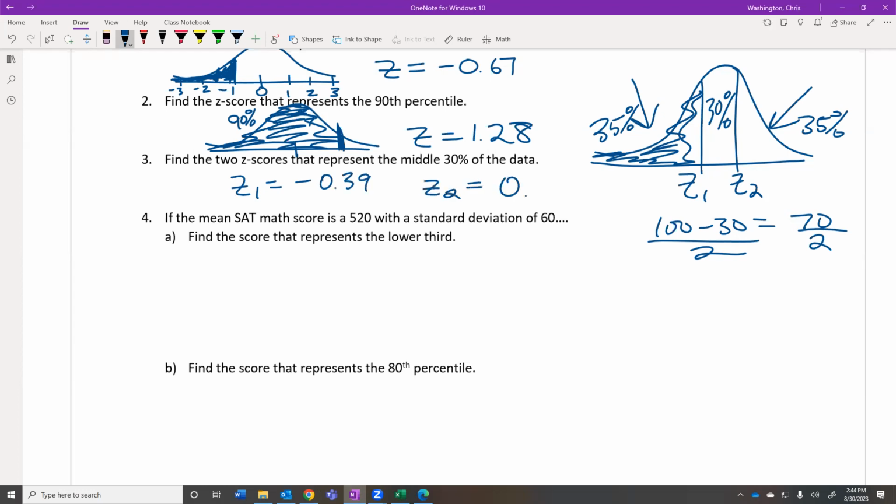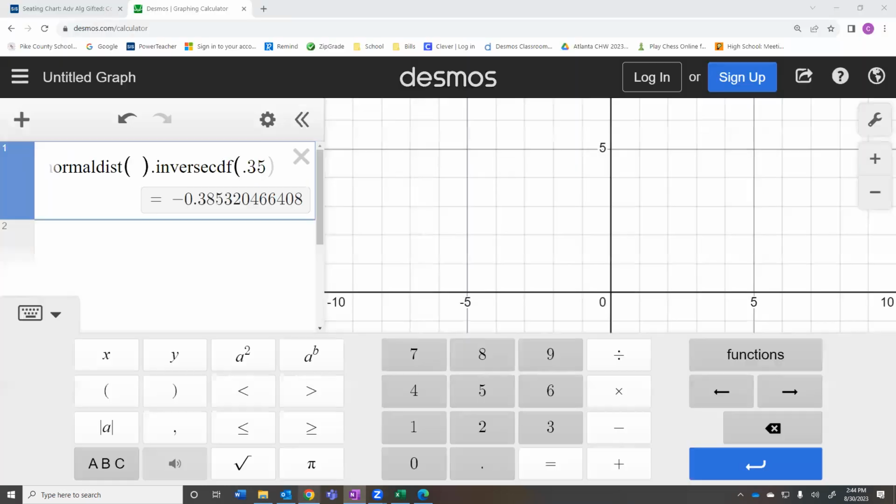Z2 will be 0.39. But in order to check that, what do we need to type in Desmos? Not 35%, not 30%, but we need to add up the 35% and the 30%, because that's everything to the left of our second Z-score. And 30 plus 35 is 65. So we change the 35 to 65, and you notice we do get the exact same number, but positive, because the bell curve is symmetric.